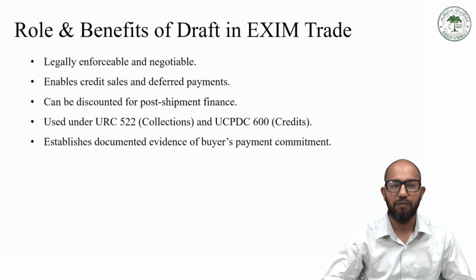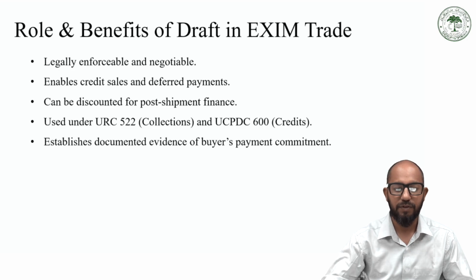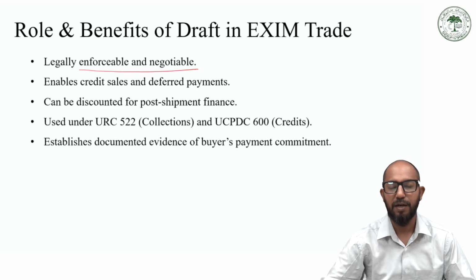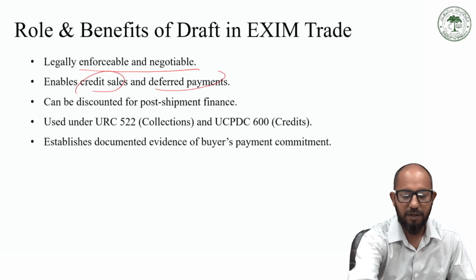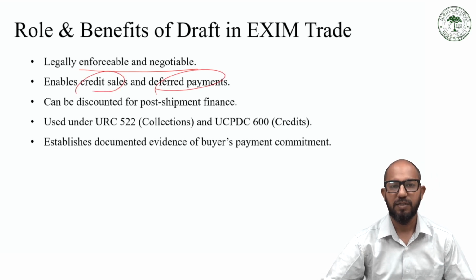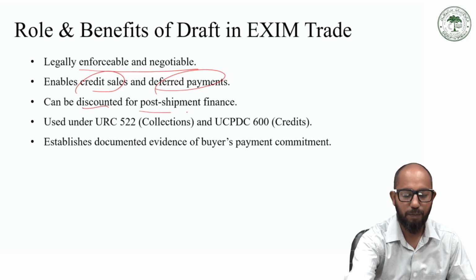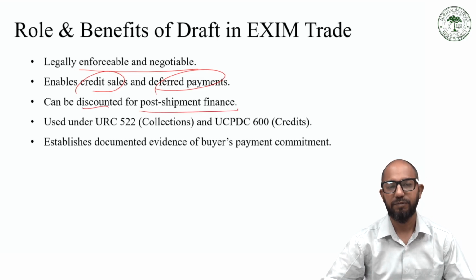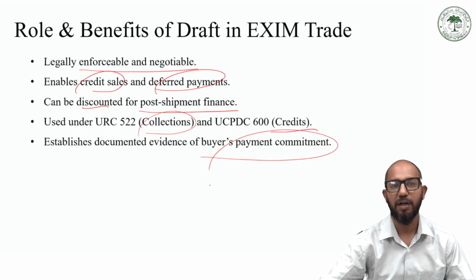Let us now try to focus on the role and benefits of draft in export-import trade. Drafts are legally enforceable and are negotiable instruments. Drafts enable credit sales and deferred payments, as well as drafts can be discounted for post-shipment finance. Drafts are generally used under URC 500, which is related to collections, as well as UCPDC 600, which is related to credits. Drafts also establish documented evidence of the buyer's payment commitment.